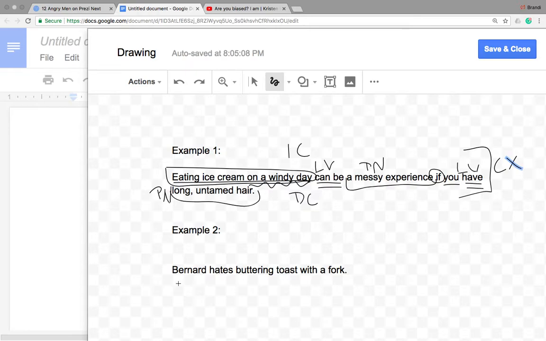Example number 2. Bernard hates buttering toast with a fork. Bernard is our subject. Hates is our verb. Hates is going to be an action verb. So because this is an action verb, we ask the word what. So Bernard hates what? He hates buttering toast. Which makes that a direct object. And remember, direct objects are always going to be nouns. But if you look at this, buttering toast, buttering looks like a verb, but it's not. It's a direct object. So this is actually our gerund phrase. So we can go ahead and box it. And then, of course, with a fork is a preposition. One subject, one verb, which means this sentence is a simple sentence.